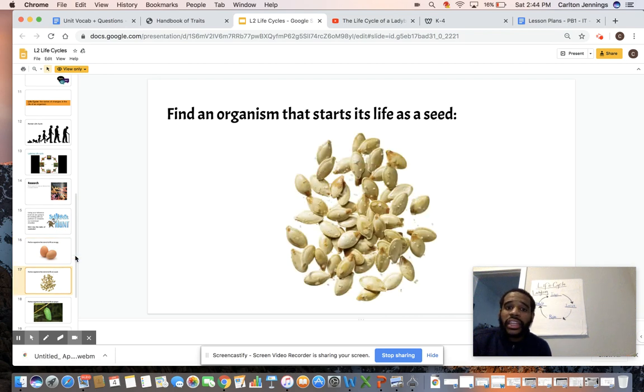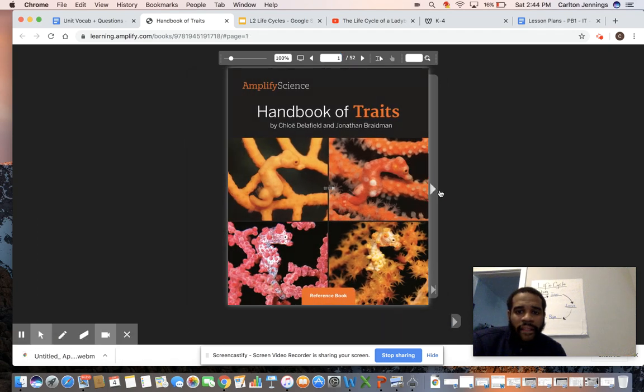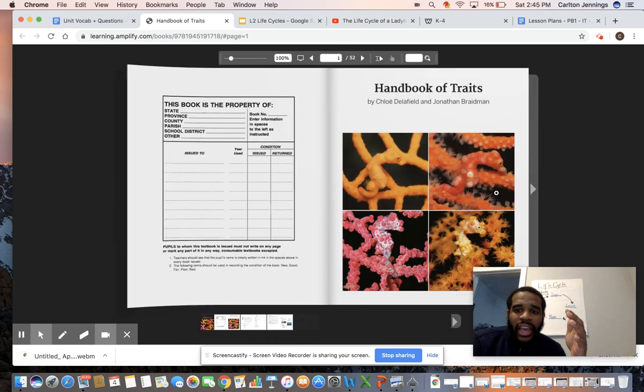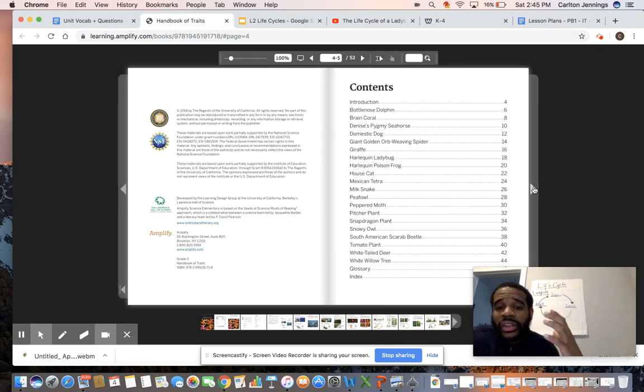Next, find an organism that starts its life as a seed. So I'm going to go back here to the table of contents. We have to think about animals, or not animals, forgive me. An organism that starts its life as a seed. I know that often plants grow from seeds. So I'm going to look here in our table of contents for something that is a plant. I can see on page 40 is tomato plant.